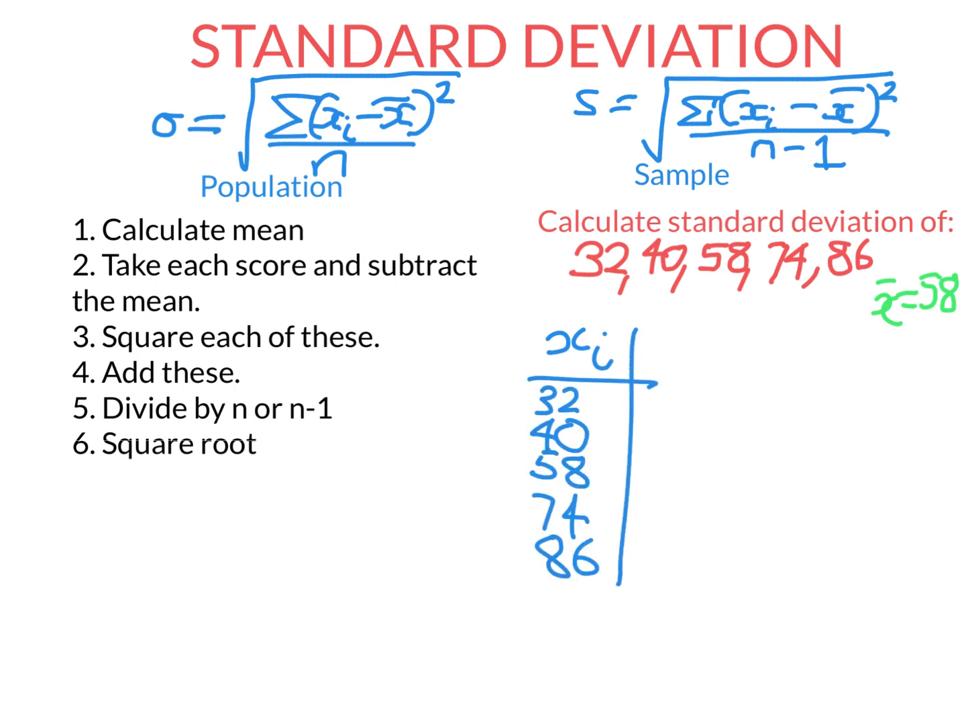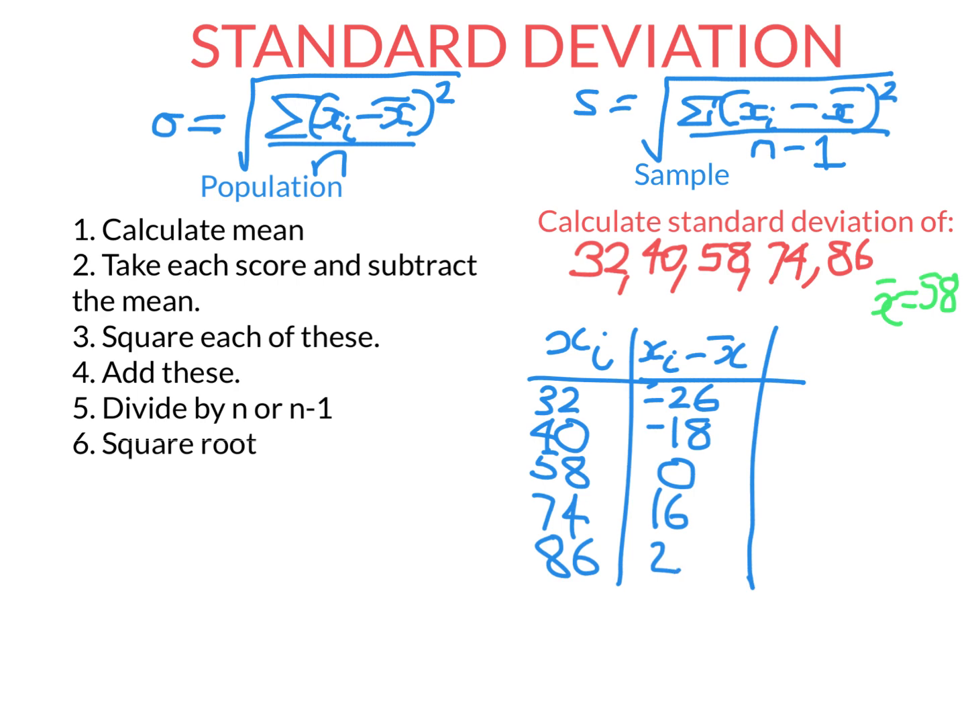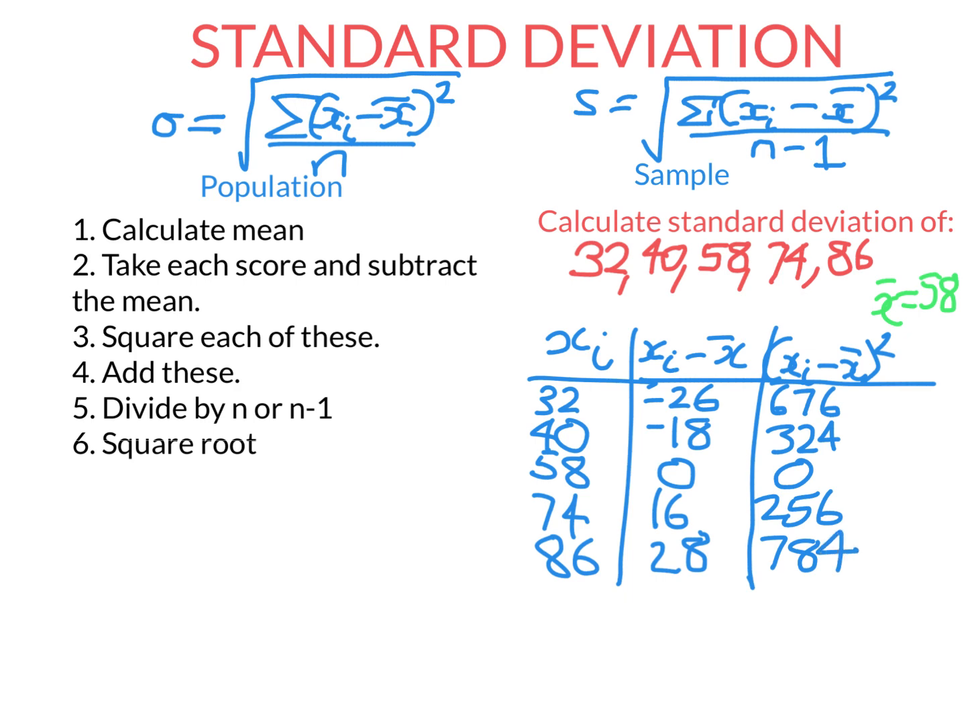So step 2, we need to take each score and subtract the mean. The mean was 58. So we go 32 minus 58, 40 minus 58, 58 minus 58, 74 minus 58, and 86 minus 58. So step 2 is done. Now step 3 says square each of these. I need to take each of these numbers and square it. So negative 26 squared is positive 676. Remember, when you square a negative, the answer is always positive. So I've now done step 3.